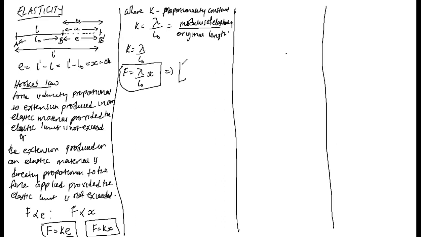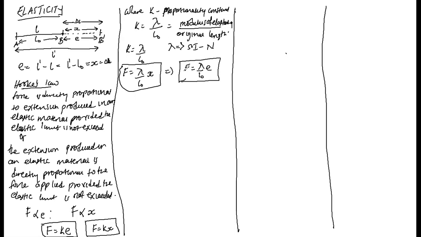Or we can say force is equal to lambda over L naught times e. Of course, knowing very well that lambda is the modulus of elasticity and L naught is the original length of the material before extension. The SI unit of modulus of elasticity is newtons, because the distance cancels in meters, so it will have newtons.